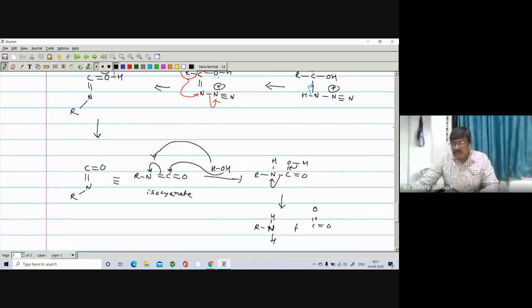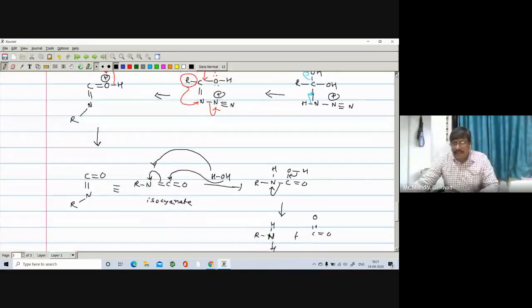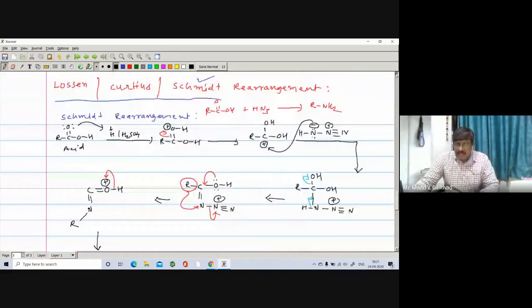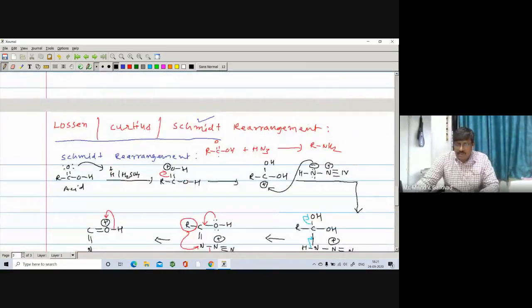So here you are having such type of a mechanism. So you start from carboxylic acid. How many carbons are there? Carbon number 1 and carbon number 2. Here how many carbons are there? There is only one carbon. Means the two carbons will convert into one carbon, right? Means there is a degradation. There is a decrease in the number of carbon atoms. So acid becomes amine. So it is called the Schmidt rearrangement reaction.